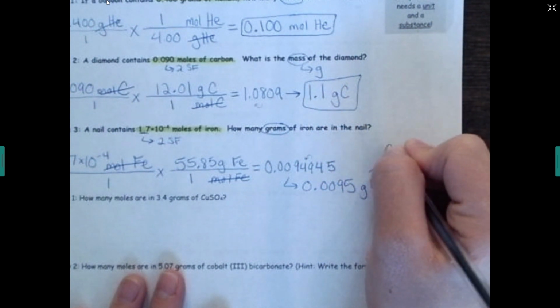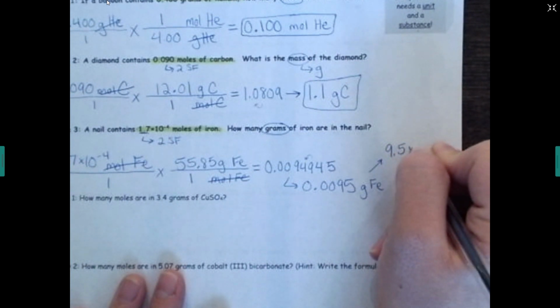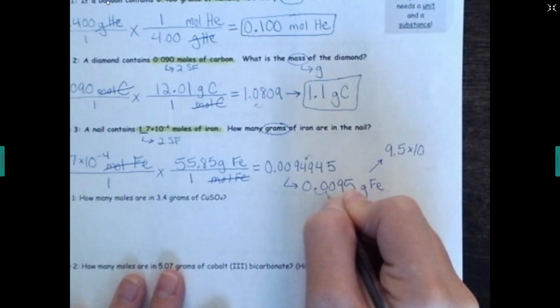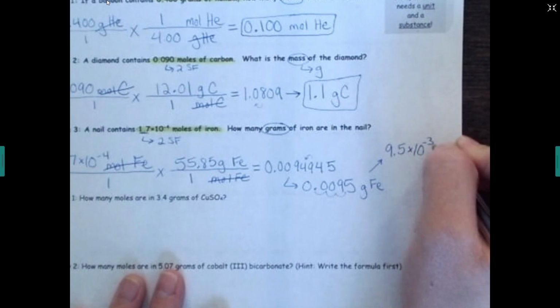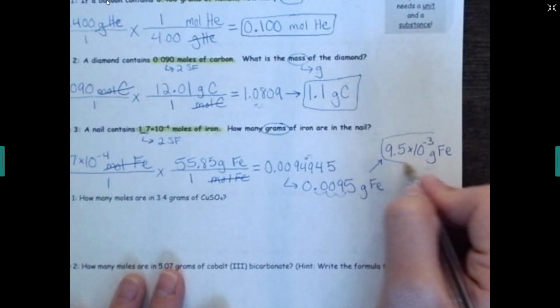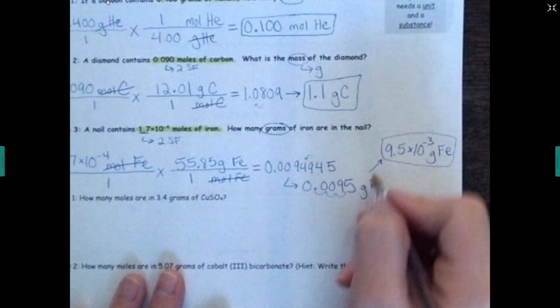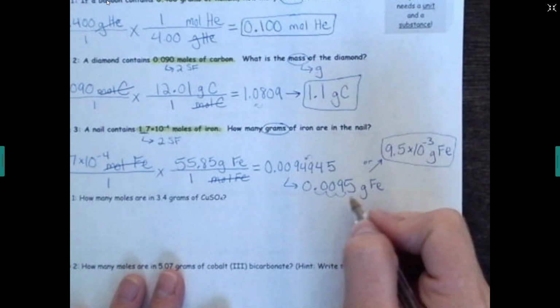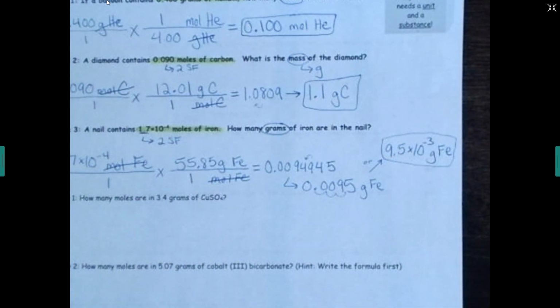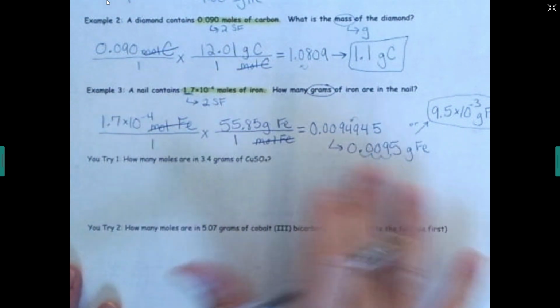I could also write it in scientific notation. I could also go 9.5 times 10 to the negative 3 grams of Fe. I could also do that. Either or. Okay? Both would be considered correct. Okay? The tries I'm going to have you guys do at the end.